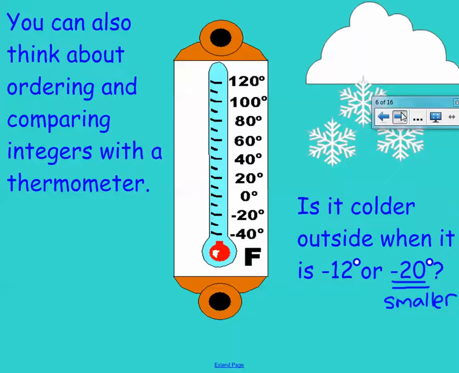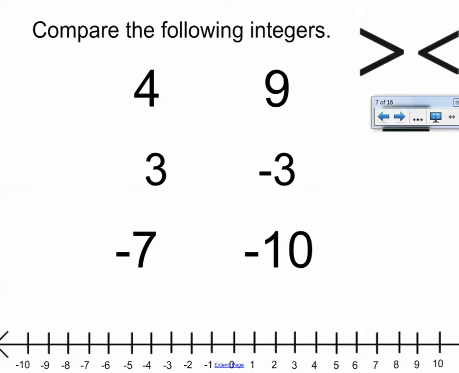What I want us to do is compare these sets of numbers. Below the number line, we're going to write down these sets. So write down a 4 and then write down a 9. Now, these are whole numbers with positive numbers, so this should be something you're very familiar with. Is 4 or 9 bigger? We want to figure that out.